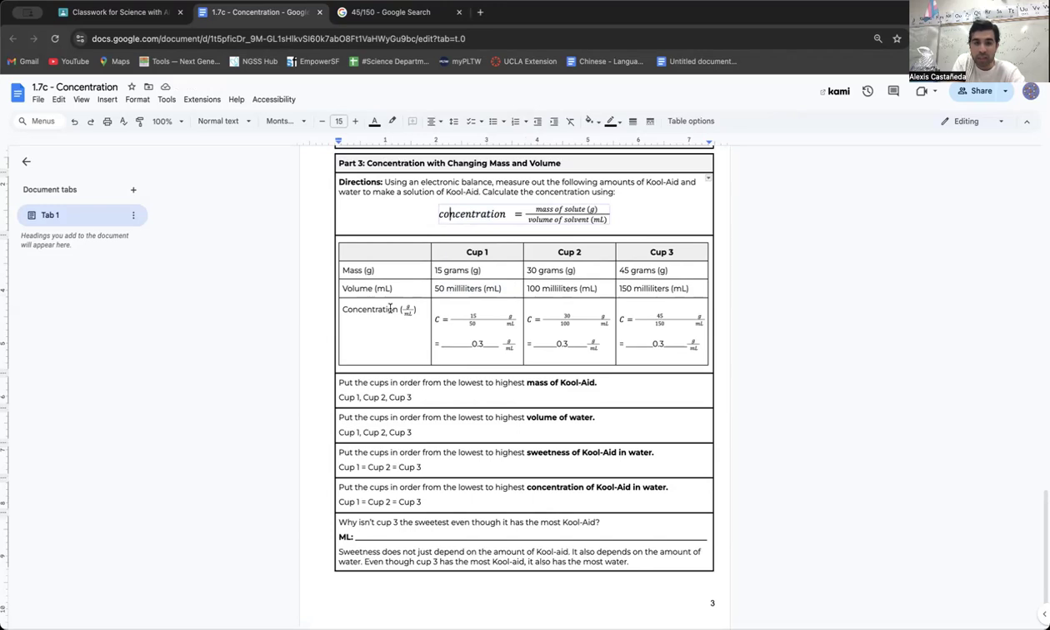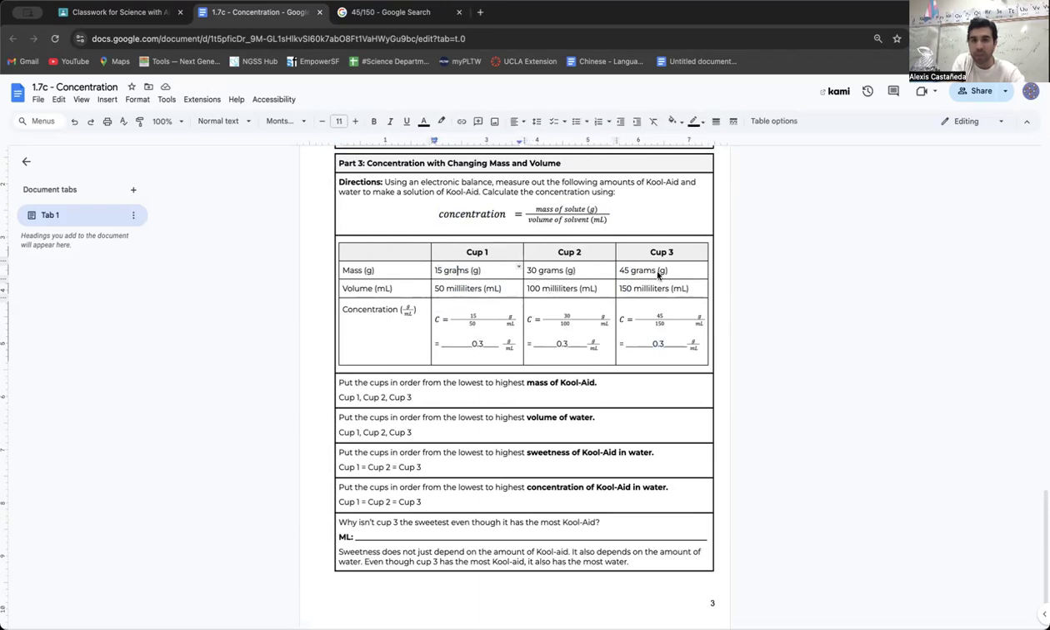sweetness and concentration are the same thing. If something is sweeter, it is more concentrated. So the taste that you have is based on the mass and the volume. You have to consider both of them, right? So even though this one has more sugar, because it also has more water, 45 divided by 150 is still 0.3. And then this one here, 15 divided by 50 is also 0.3, and 30 divided by 100 is also 0.3.